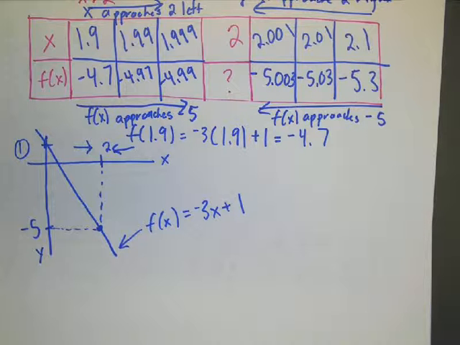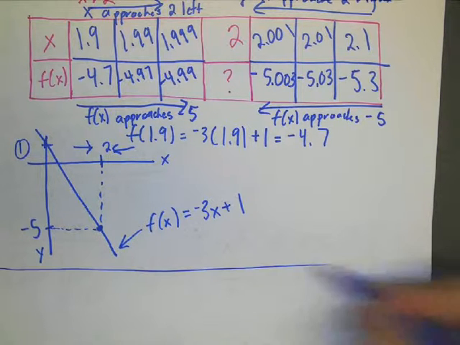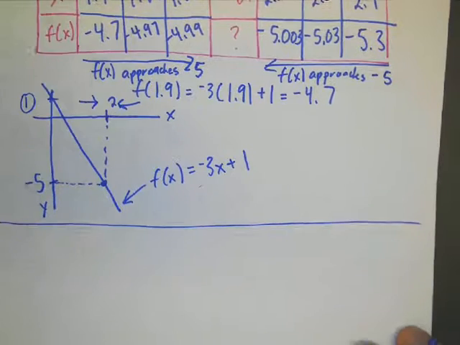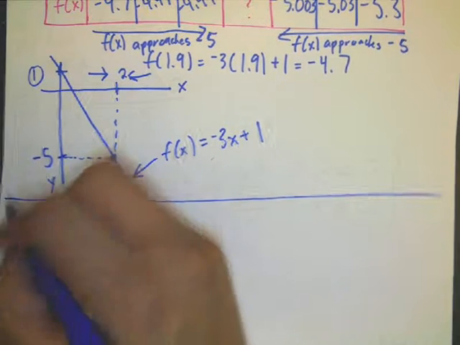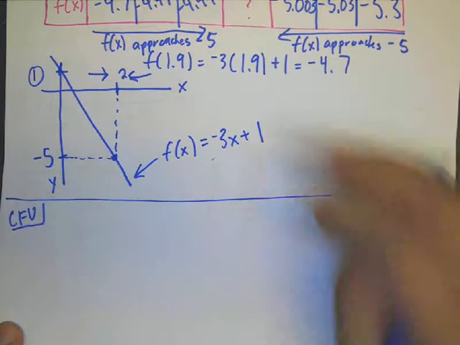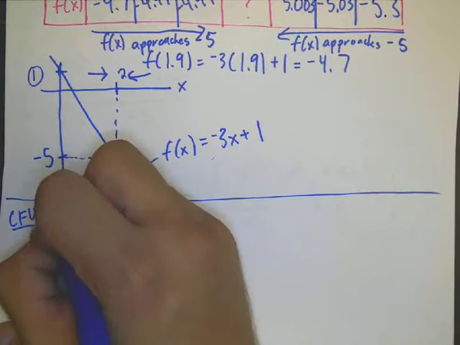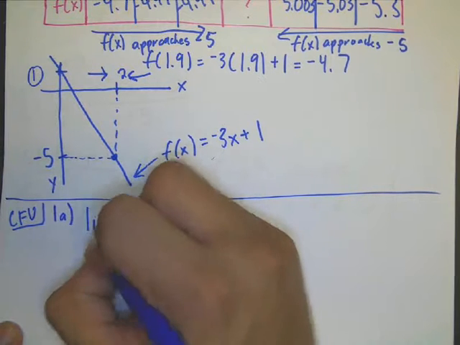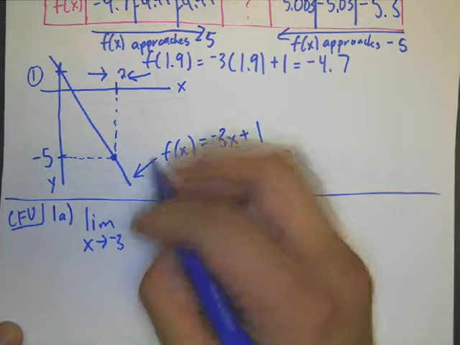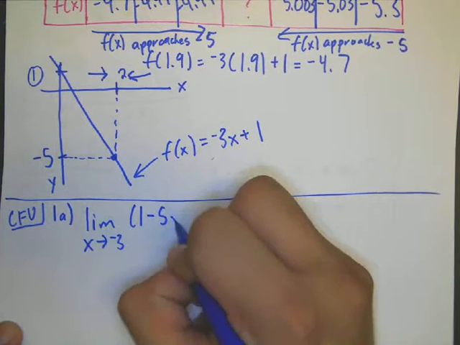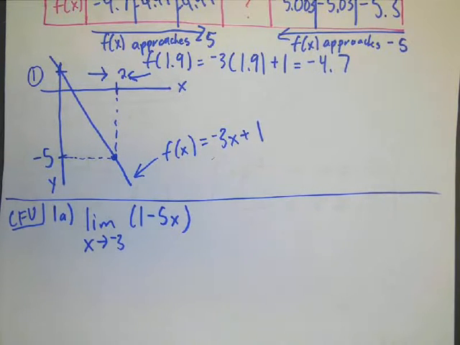All right. Cool beans. So now that we've done that, we're going to take about 5 minutes. Let's do a CFU. Go ahead and do what I just did, but do it for the limit as x approaches -3 of the function 1 minus 5x. Now, if you're going to graph this out, you can use your graphing calculator. It's totally viable option. So, go ahead and take about 5 minutes.